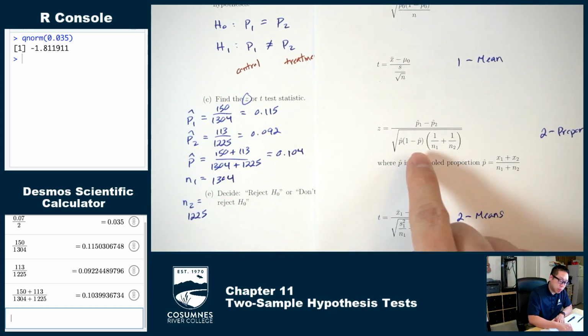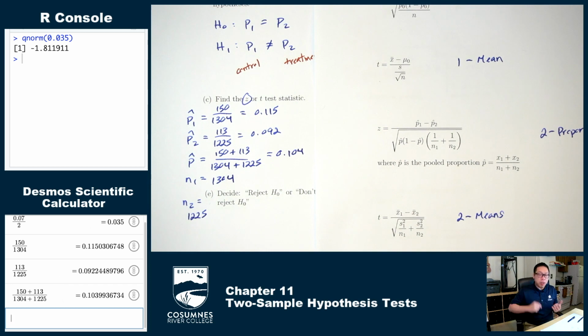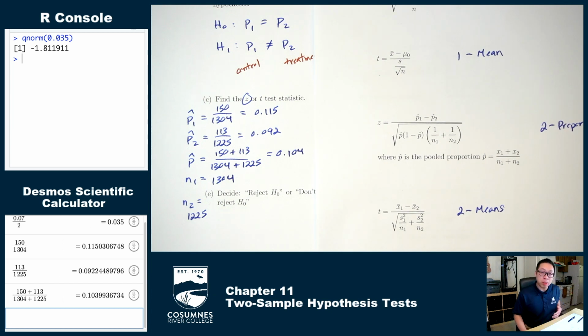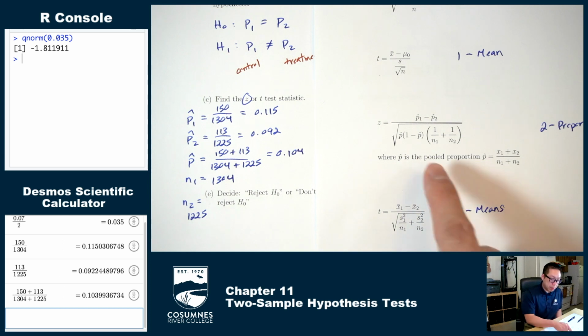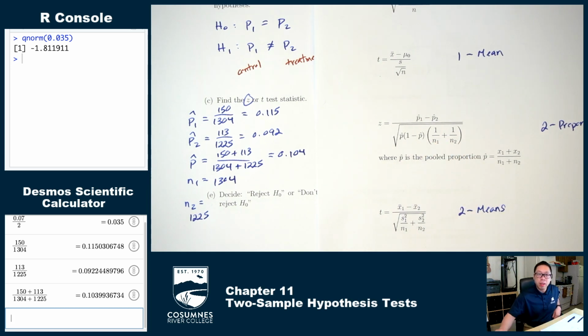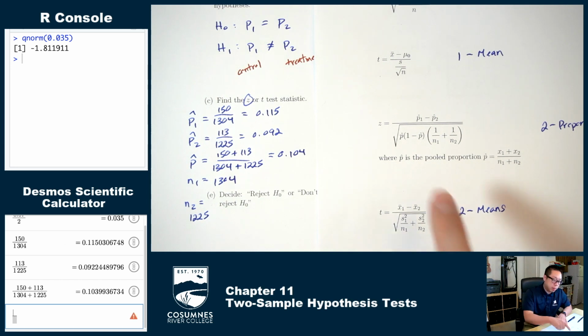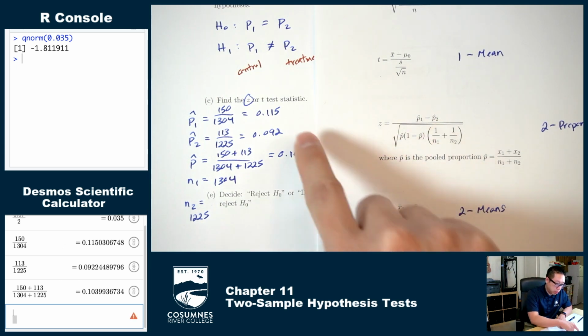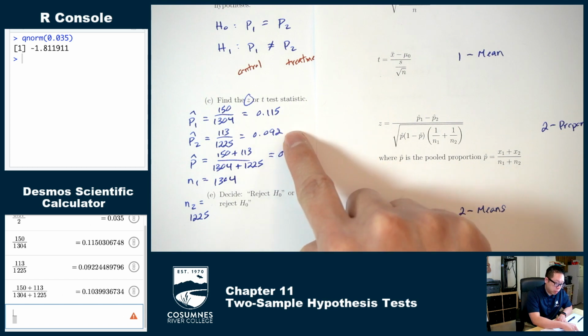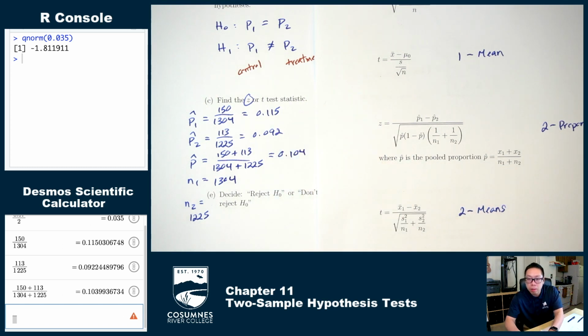So I'm going to type this in directly into Desmos. If you're not using Desmos, why not? I highly recommend you use Desmos for these problems because the formulas are pretty complicated here. And in Desmos, I can just type it in directly like that. So in Desmos, fraction, up top, it's P1 hat minus P2 hat, which is going to be 0.115 minus 0.092.